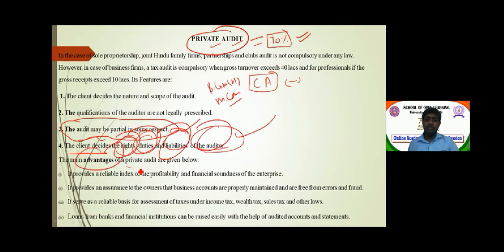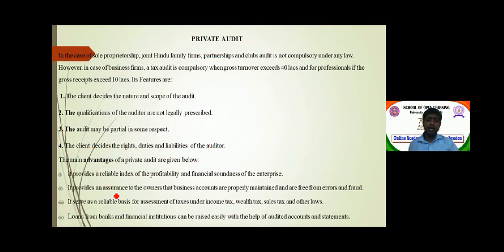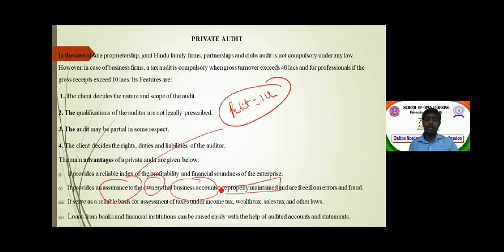Talking about the main advantages of the private audit, so what are they? Basically, it provides a reliable index of profitability. Management is saying, let's say, I have earned 1 crore rupees of profit. Whether this 1 crore rupees of profit has actually materialized or not, for that purpose we are going to see that the profit earned by us is actually worth 1 crore or not, with the help of getting our accounts and financial statements audited. All right. Then it provides an assurance to the owners that business accounts are properly maintained and are free from errors and frauds.